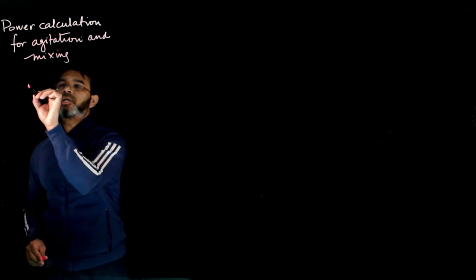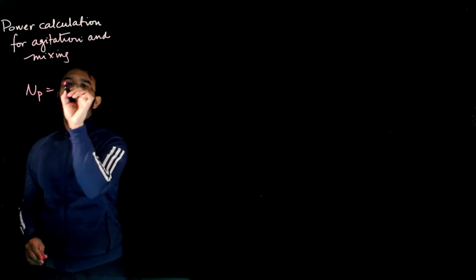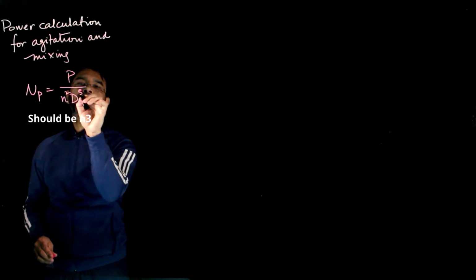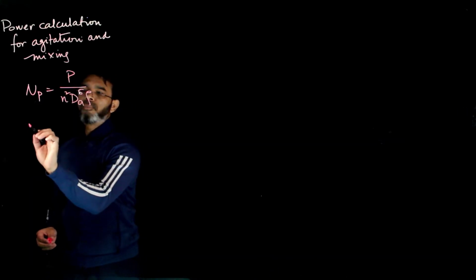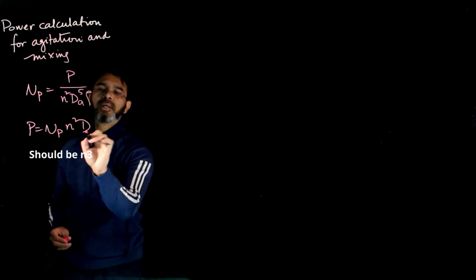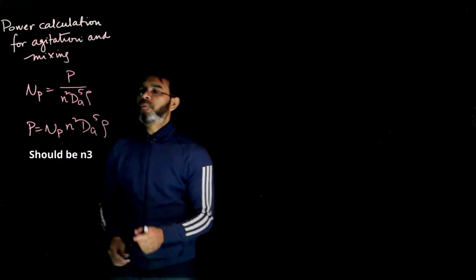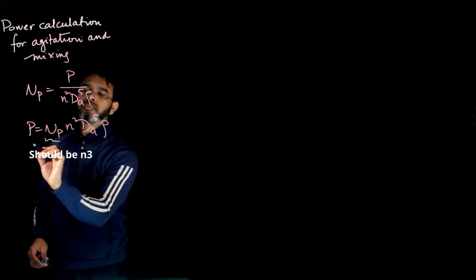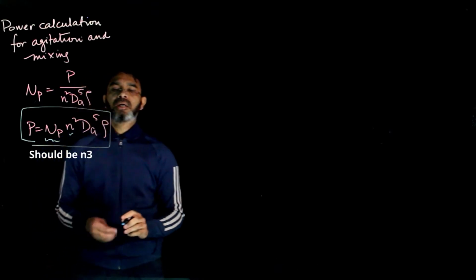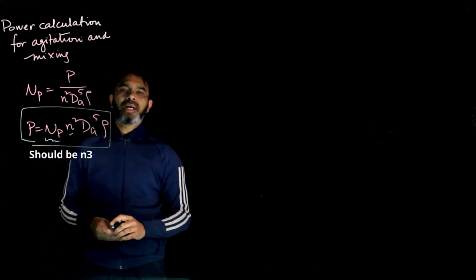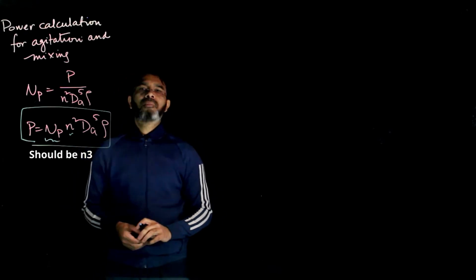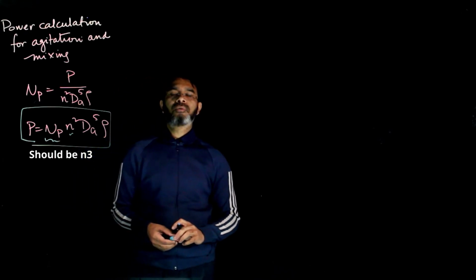Now we know that the definition of this power number is P over N squared dA^5 rho. Now from here you can calculate the power to be NP N squared dA^5. Now if you know the power number, you can calculate the power requirement for given speed or given impeller diameter or given density of the fluid. However, the data on power number may be available for different flow conditions.